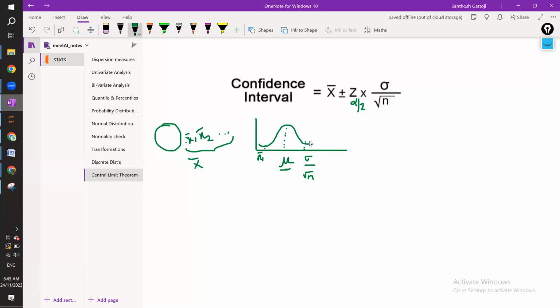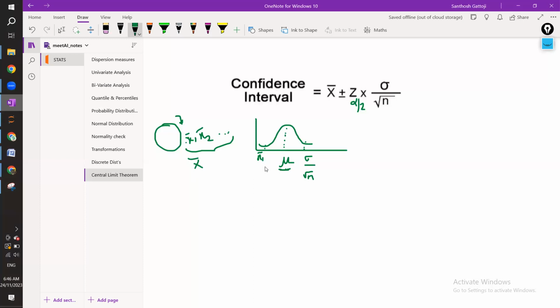This graph is a sampling distribution graph. What is a sampling distribution graph? You took multiple samples from this population, and for each sample you have calculated a mean, x1 bar, x2 bar, like that. And the mean of all these means is x bar, which I'm saying will be equal to mu. So x bar is acting as a point estimate to mu. But since we don't want to give a point estimate, we are going to give a range, which is called the confidence interval.